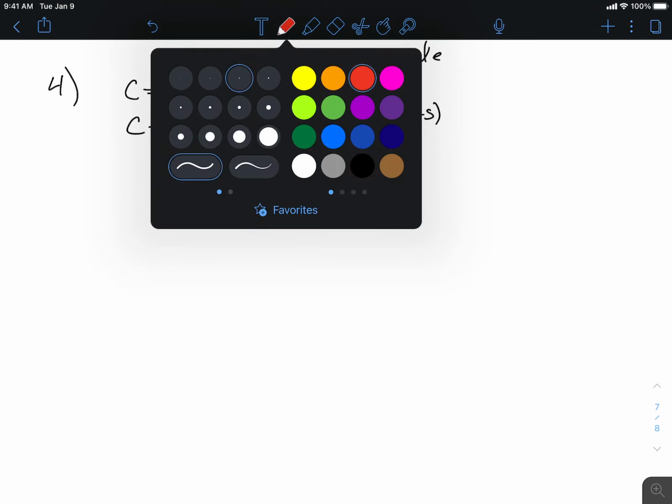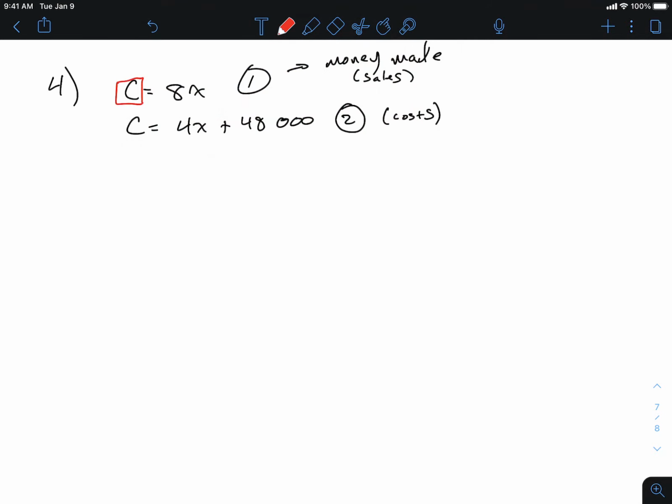If I pretended for a second I have a square over top of the C, these are both squares, and I could have triangles over here for the x's. One square is equal to 8 triangles. Well, I see that there's a square here, so why can't you just write this? This is the easiest of them all because it's already isolated the variable for you. So all you've got to do is go, 8 triangles is equal to 4 triangles plus 48,000.